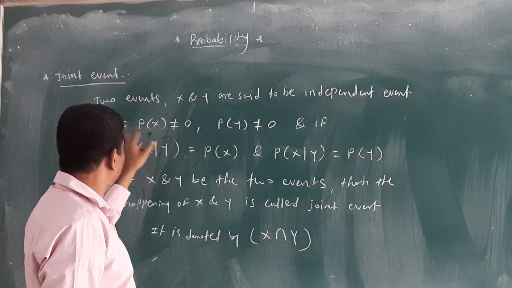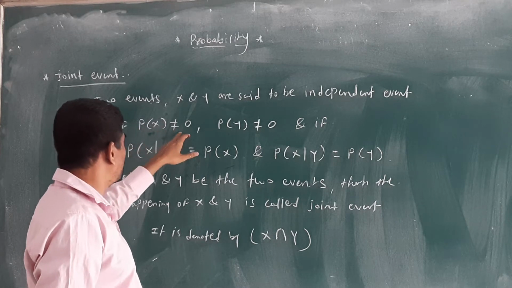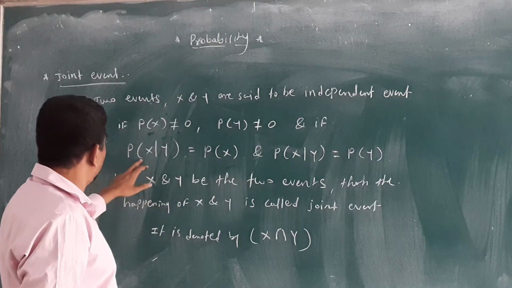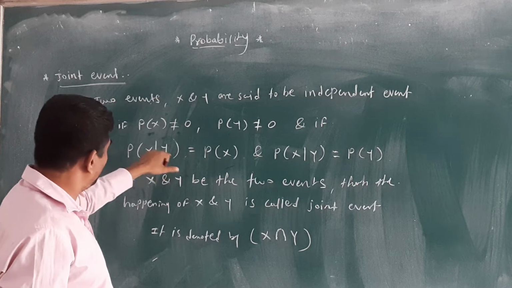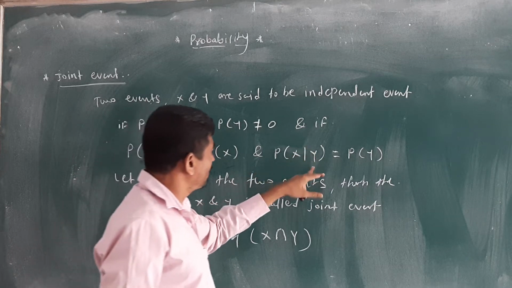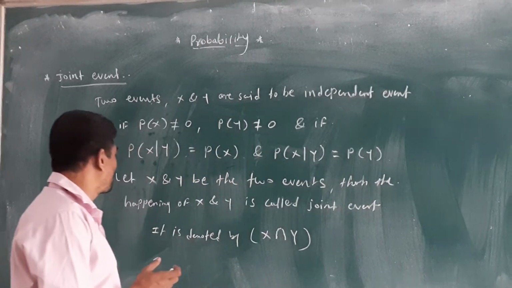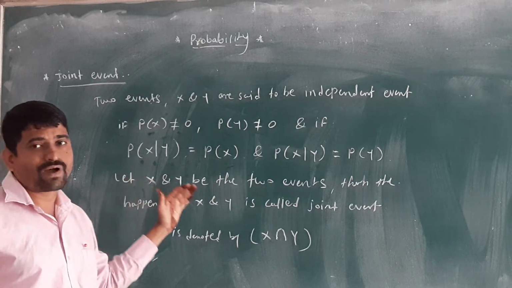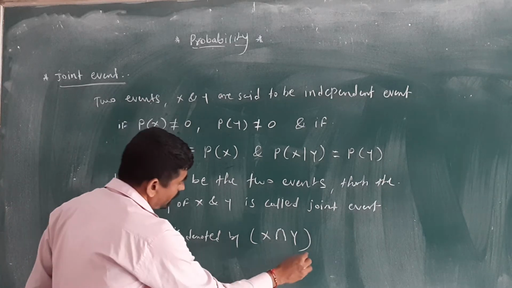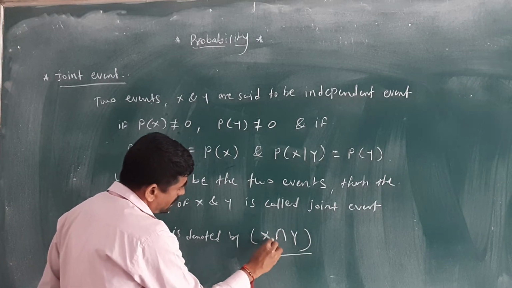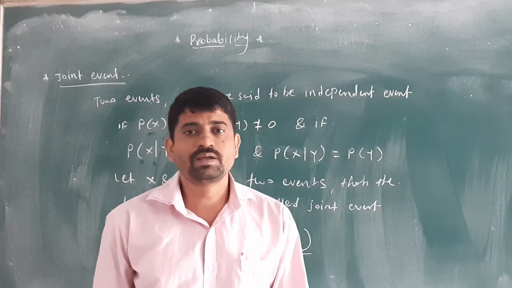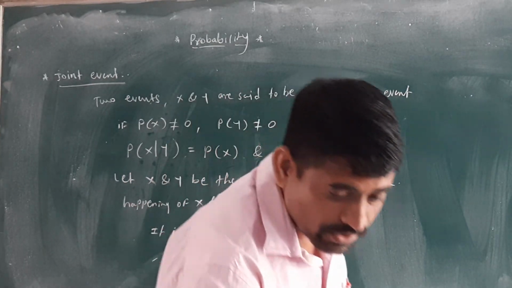Okay, we have seen those different conditions. If the probability of X is not equal to 0, the probability of Y is not equal to 0, and if the probability of X given Y is equal to the probability of X, and the probability of Y given X is equal to the probability of Y. Okay, that happening of X and Y is called a joint event. It is denoted by X and Y, or you can say X intersect Y. All of you getting? Yes, this is the joint event.